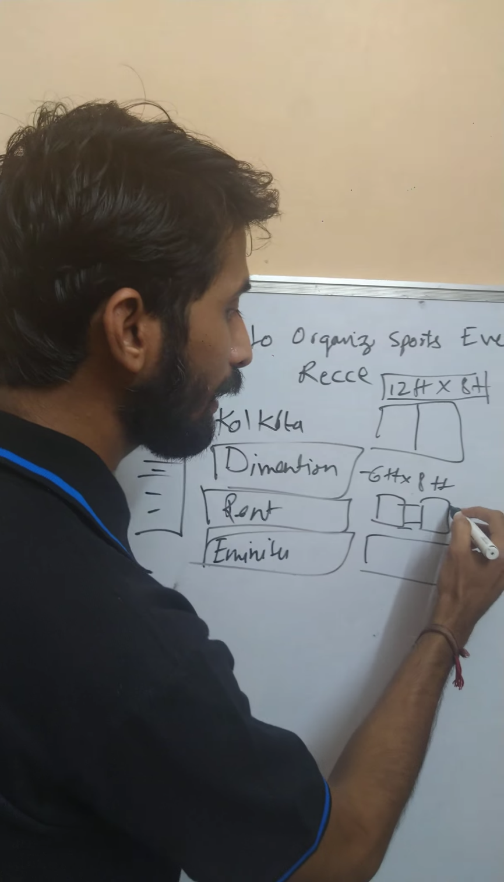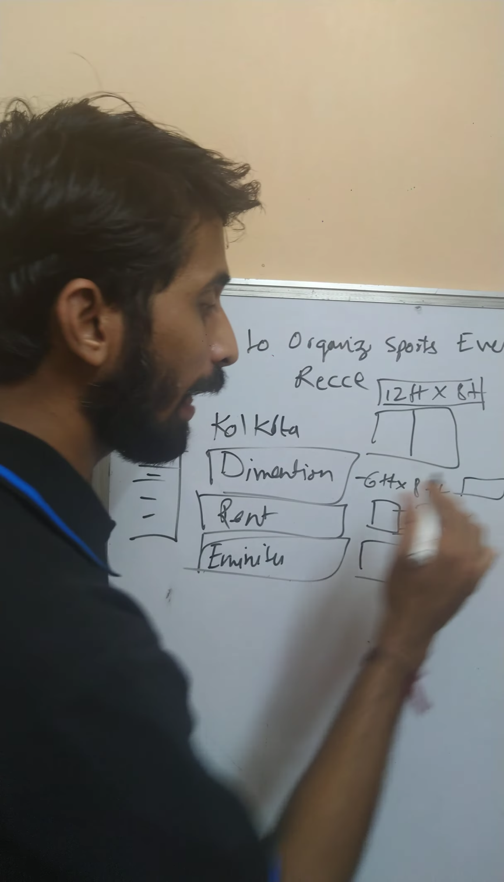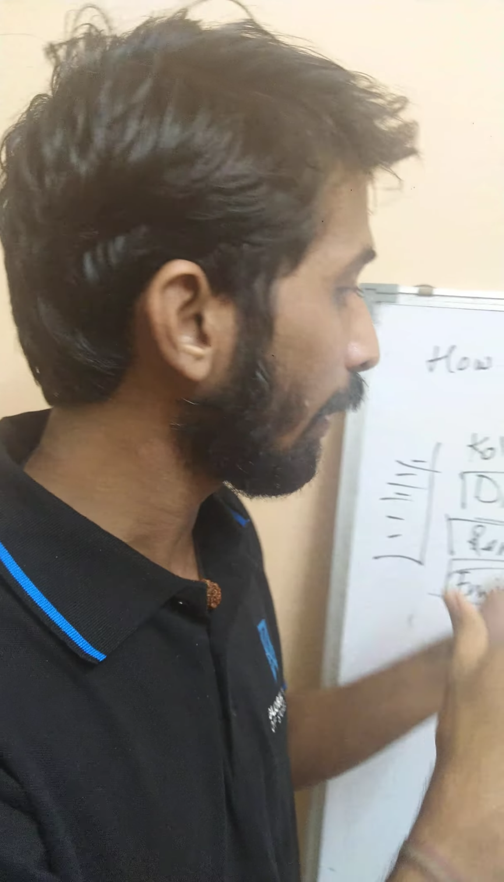So amenities like frames which are available, you can check that. You can check whether the goalpost dimensions, the size which you require, are fulfilled or not.